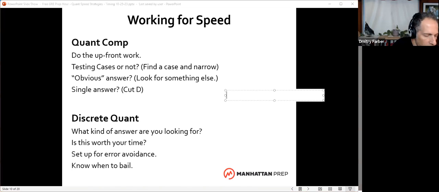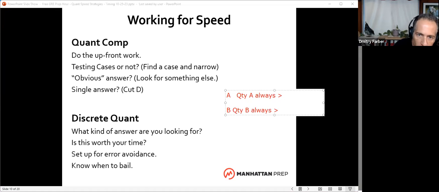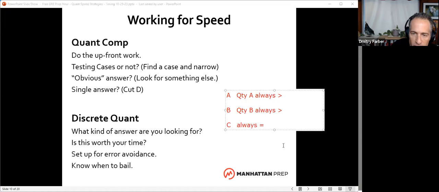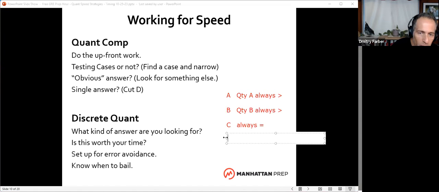But basically, if we choose A, we're saying quantity A is always greater. B, we're saying quantity B is always greater. C, we're saying they're always equal. And this is why I can get rid of answers so fast, because they're saying always. So if even one time A is bigger, then they're not always equal, right? Depends, right, would be D, or not enough info.